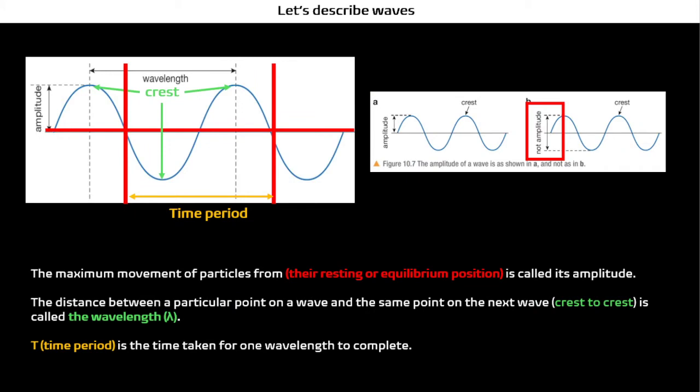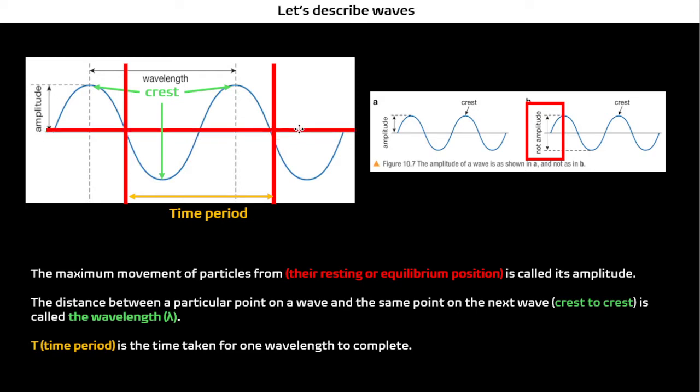Now let's try to use some terms to describe waves. The diagram here is a simple diagram which you will see again and again in properties of waves and wave-related chapters. This is a very simple diagram to describe a wave. So the first vocabulary term that we are going to learn is called amplitude. It is the maximum movement of particles from their resting or equilibrium position. So this line right here is our equilibrium or resting position.